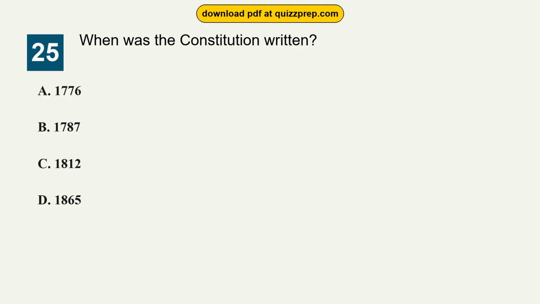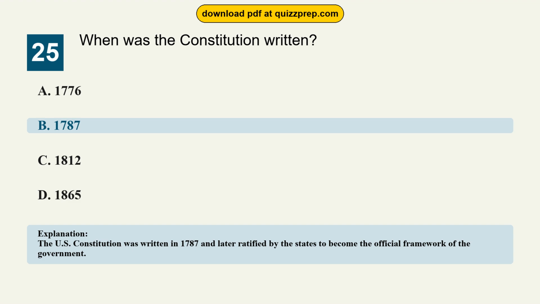When was the Constitution written? Option A, 1776. Option B, 1787. Option C, 1812. Option D, 1865. The correct answer is option B, 1787. The U.S. Constitution was written in 1787 and later ratified by the states to become the official framework of the government.